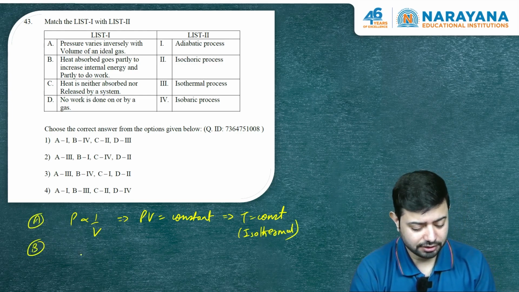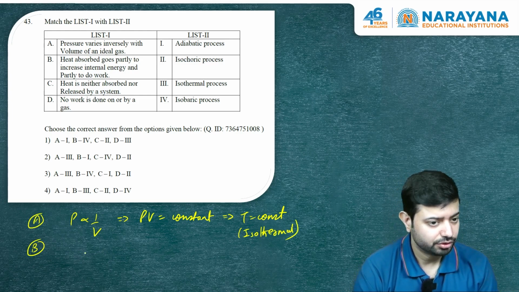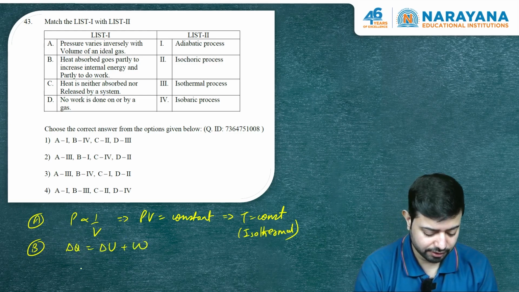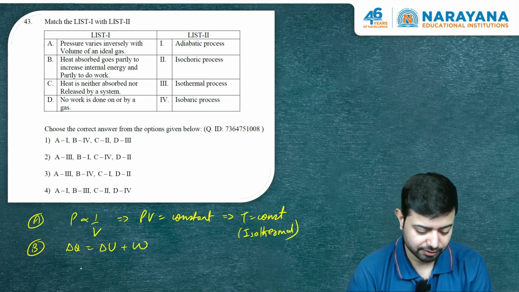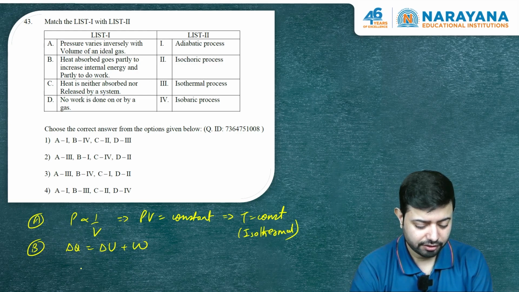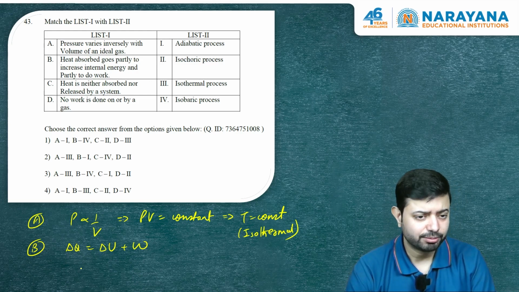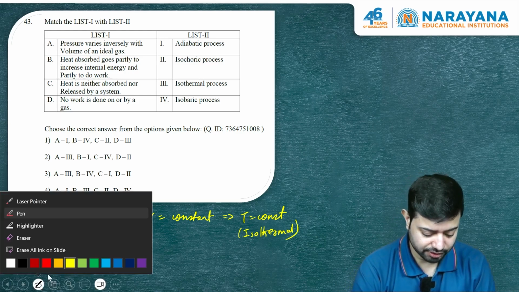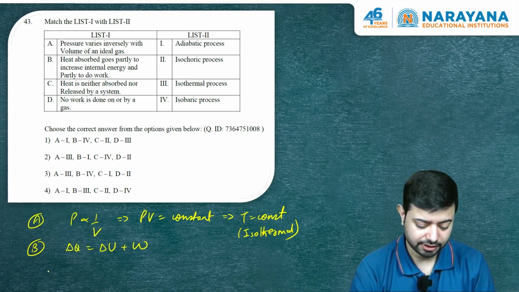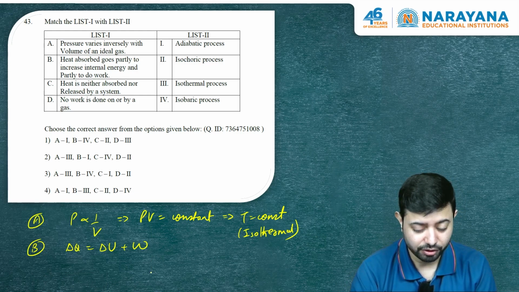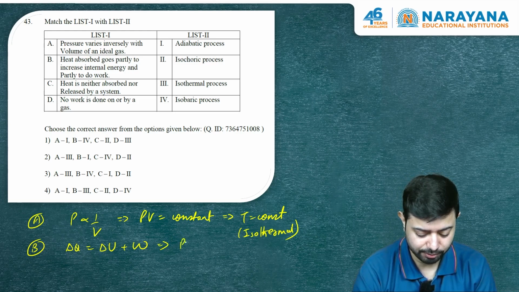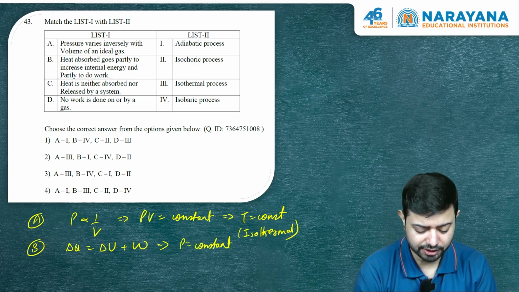heat absorbed goes partly to increase internal energy and partly to do work. That means, delta Q goes into internal energy change plus some work. There is some internal energy change as well as some work. If you look in the list 2, first is adiabatic process. Adiabatic process, heat energy change is 0. So, this will not match. Isochoric process, work is 0. So, this will not match. Isothermal, delta U is 0, it will not match. For isobaric, yes, it will match. Okay. So, this is going to tell you that pressure remains constant can be the case for it, isobaric, right.